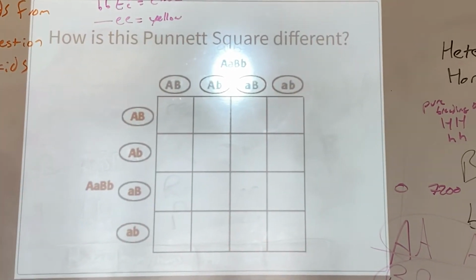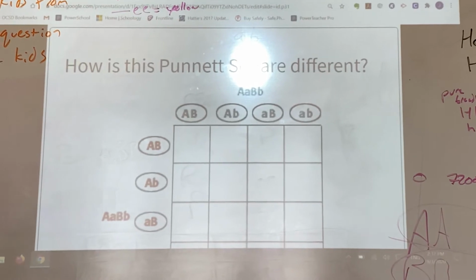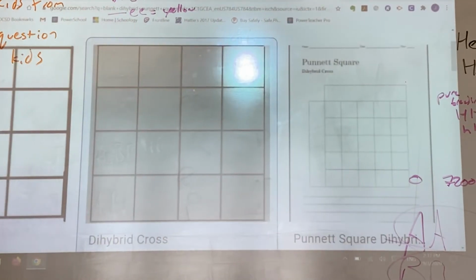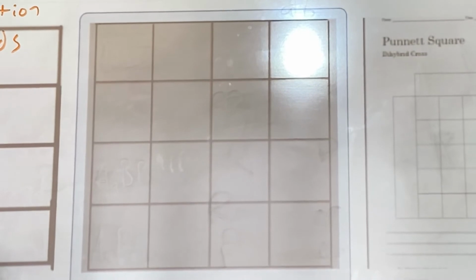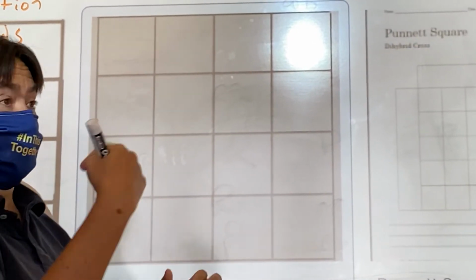Alright, double Punnett square. Okay, so how do you do a double Punnett square? So you're going to do a double Punnett square for two reasons. In our book notes, we talked about law of independent assortment. So each trait is inherited independently.